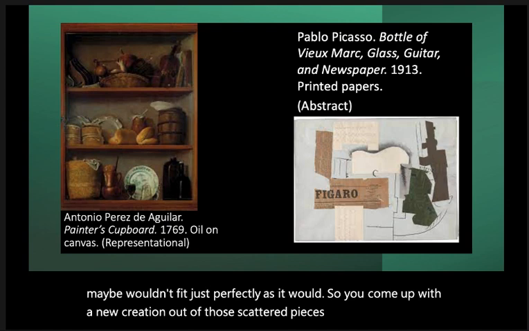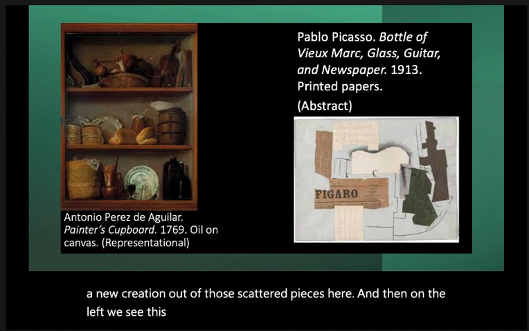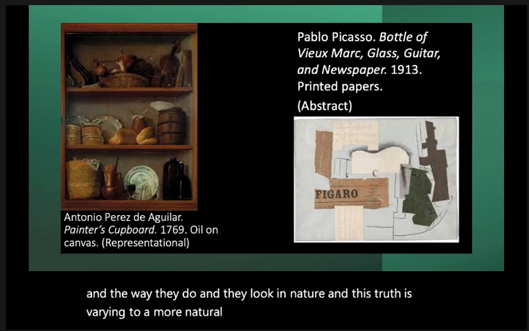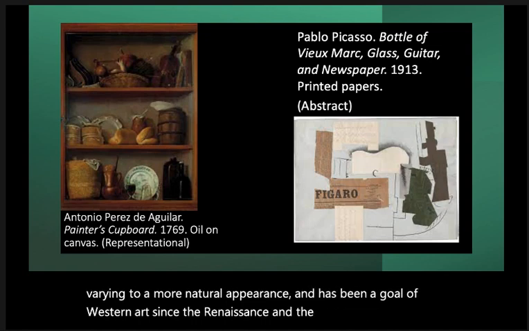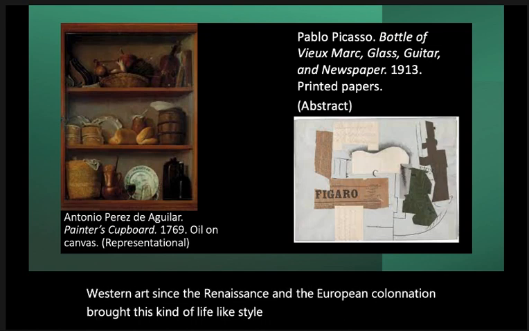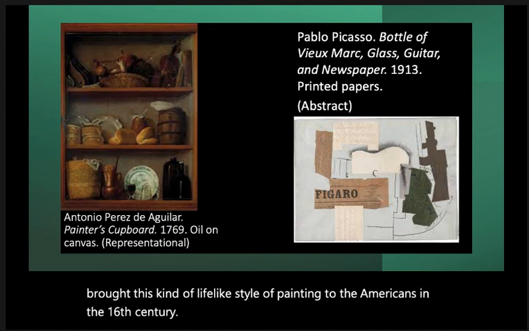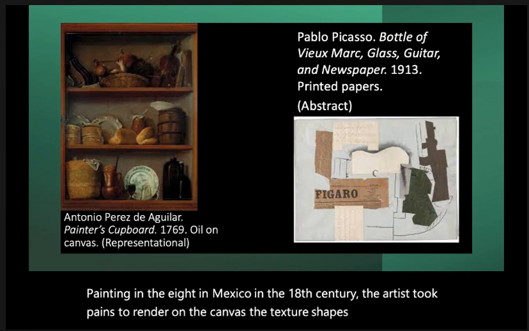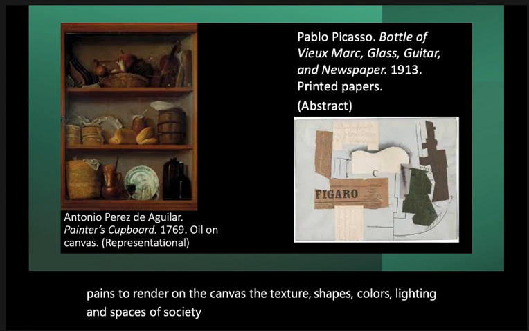And then on the left, we see this image with bread, baskets, vessels, and other items, and the way they appear when we look in nature. And this is very true to a more natural appearance, and has been a goal of Western art since the Renaissance, and the European colonization brought this kind of lifelike style of painting to the Americas in the 16th century. Painting in Mexico in the 18th century, the artist took pains to render on the canvas the texture, shapes, colors, lighting, and spaces of his subjects as they appeared to his eye.